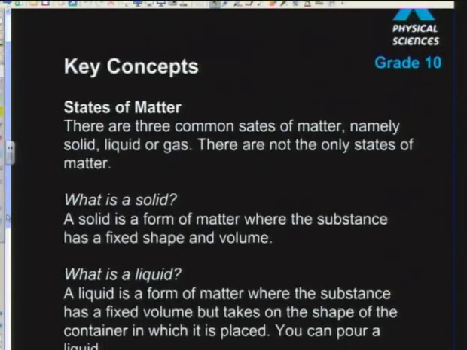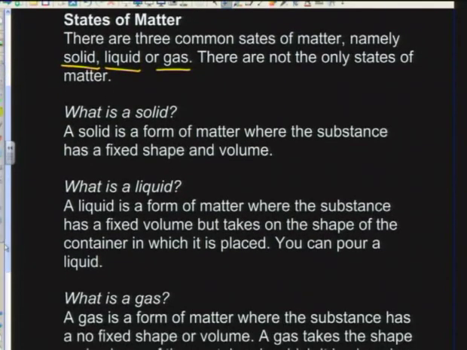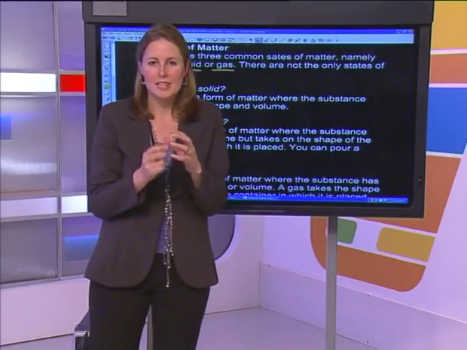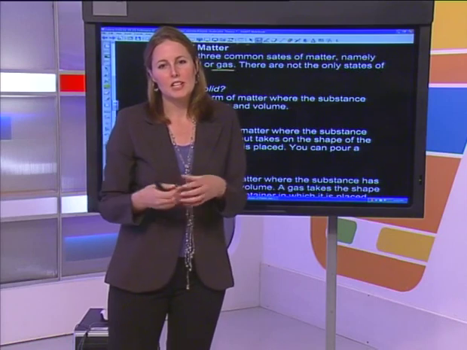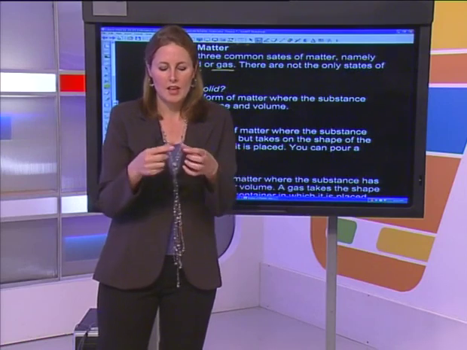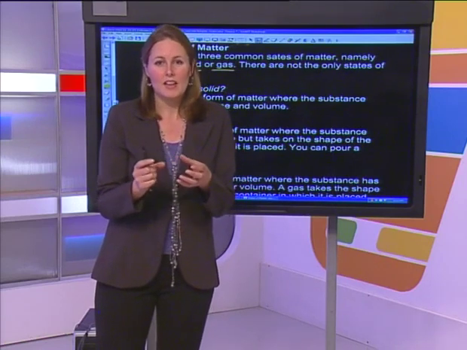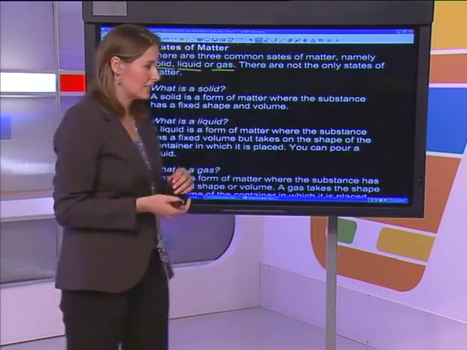The key concepts, we're looking at states of matter. There are 3 states of matter. I know that you know them. They would be solid, liquid, and gas. What is a solid? A solid is a form of matter where the substance has a fixed shape and volume. Now I'm thinking about a little block of ice, right? Water in a solid state. Now I know you know water as being a liquid as well, because it's a liquid at room temperature, and within our everyday lives we use water to wash, we use water to cook with, and water can be in a solid state as well.